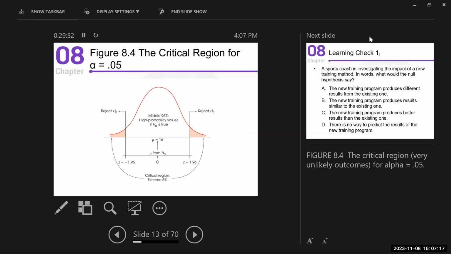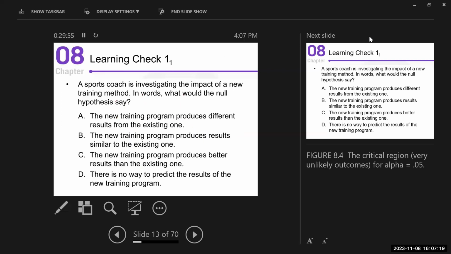I'm probably going to show you an example so you can see it. Let me see if I can go over one example real quick. It says a sports coach is investigating the impact of a new training method. In words, what would the null hypothesis say? The null hypothesis says no change. So, what would the inverse say?